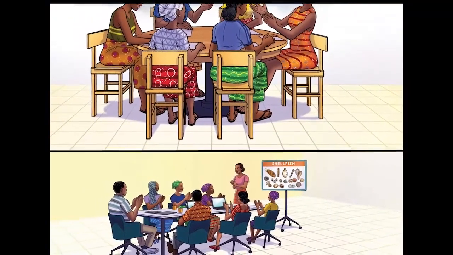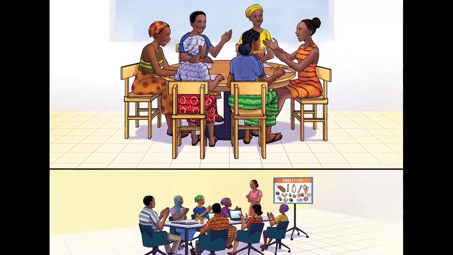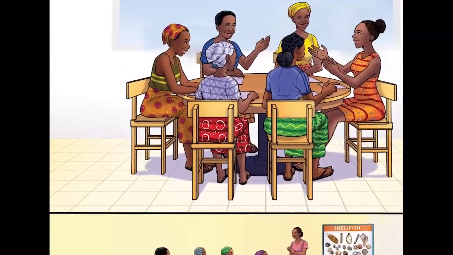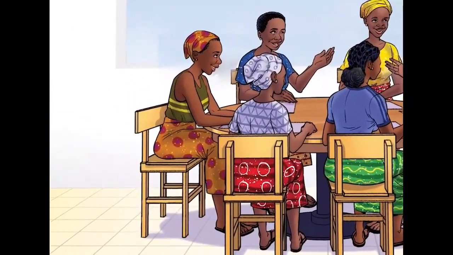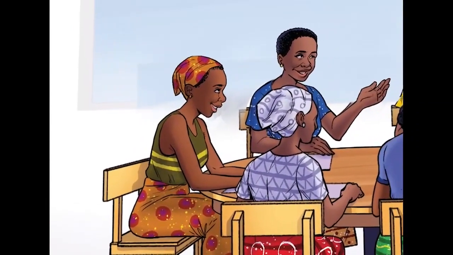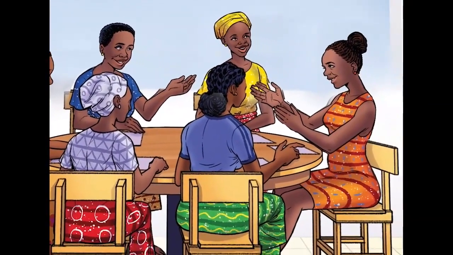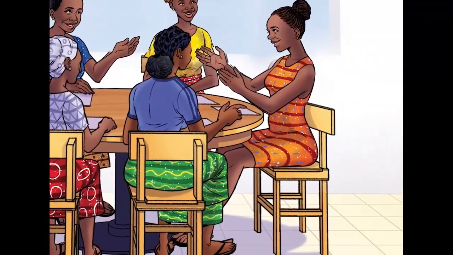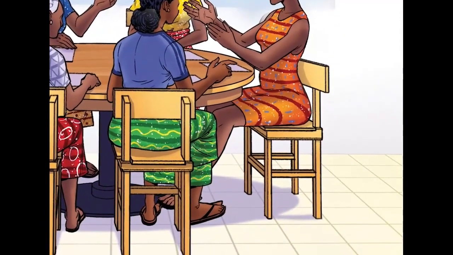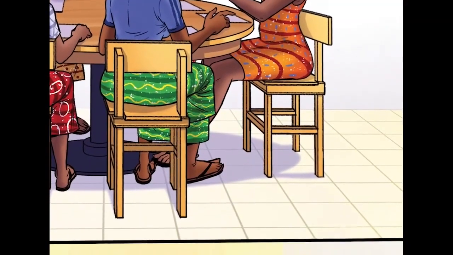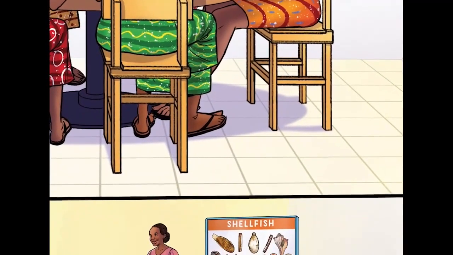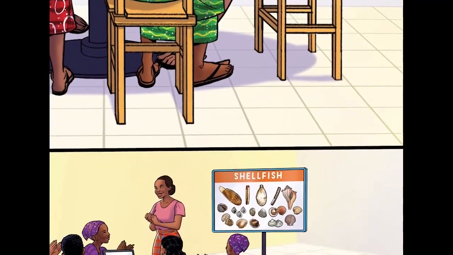Decision-making is best left in the hands of the shellfish harvesters. Ideally, a management committee should not include any government or other outside representatives. This is to empower the shellfish harvesters in decision-making, particularly if harvesters are women with low socioeconomic status and may be illiterate or have little formal schooling.